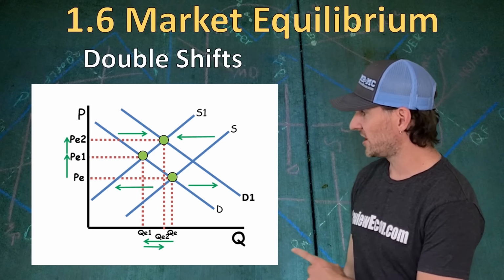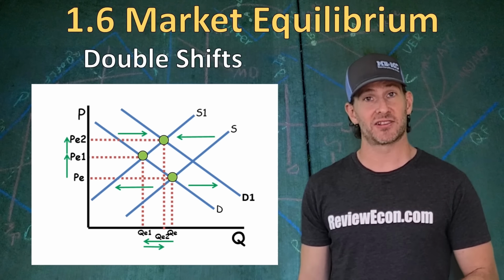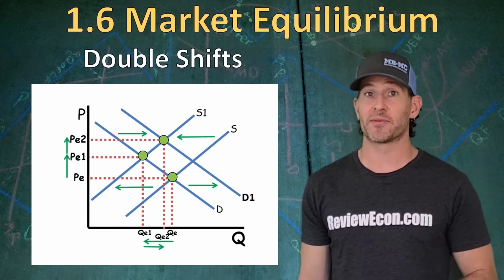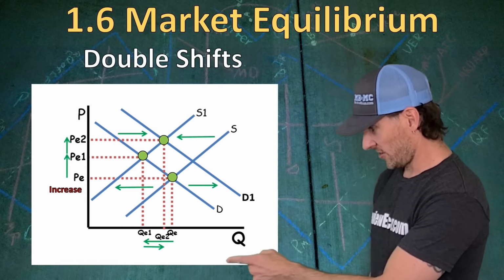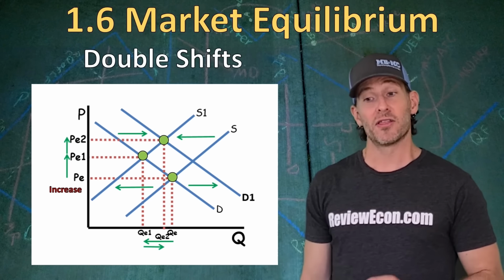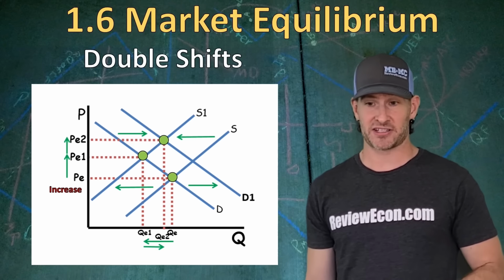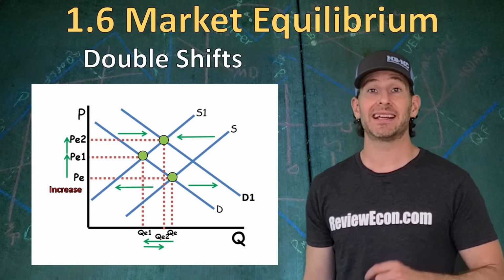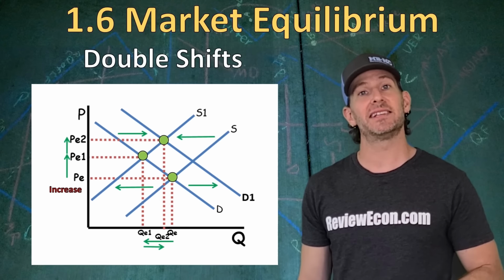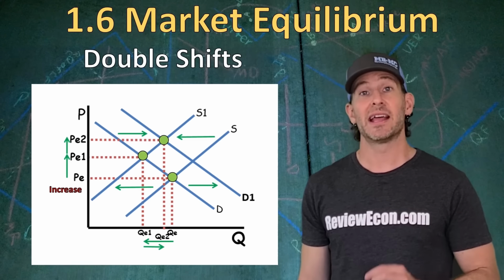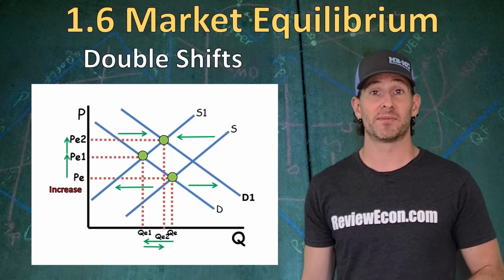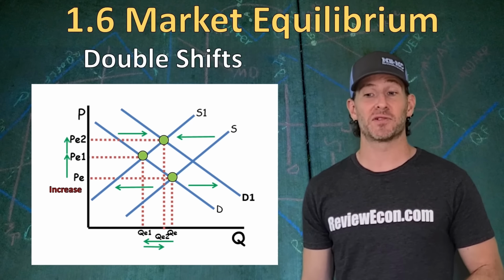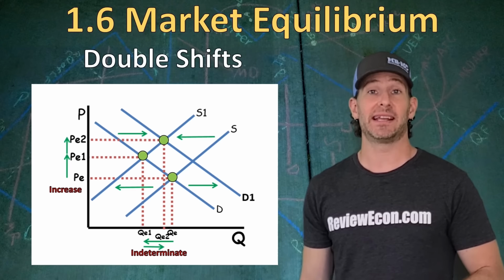Well, both shifts increased the price. That means we know for sure that the price is going to be increased. But on the x-axis there, the first shift decreased the quantity and the second shift increased the quantity. Since these shifts contradict, it really depends on the size of the shifts as to where the final equilibrium quantity is, and as a result, that axis will be indeterminate.